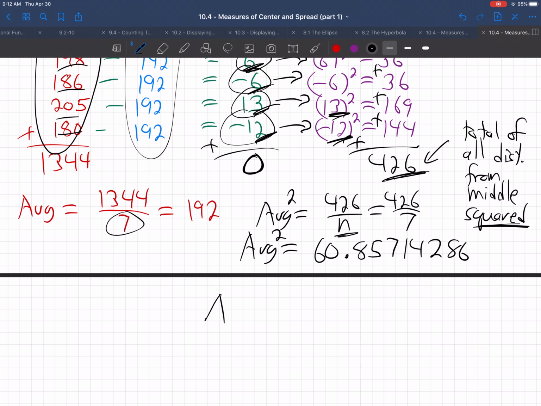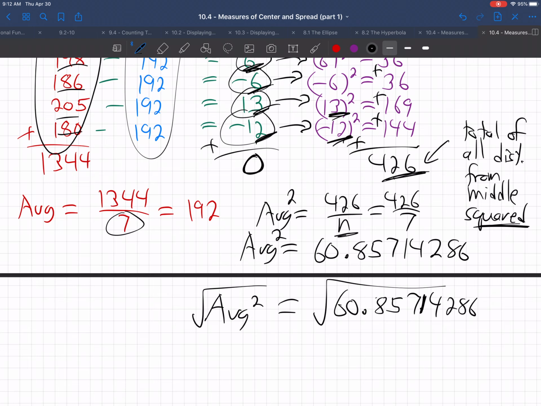And then finally, if we take that average squared and we root it, we root the 60.85714286, hit the square root button, we'll get the normal average. So at the very end, we have to square root to undo the fact that we second powered everything to get rid of the negative signs. So you have to hit square root, and I'm getting 7.8. They want me just to round to one place. So there it is, 7.8.